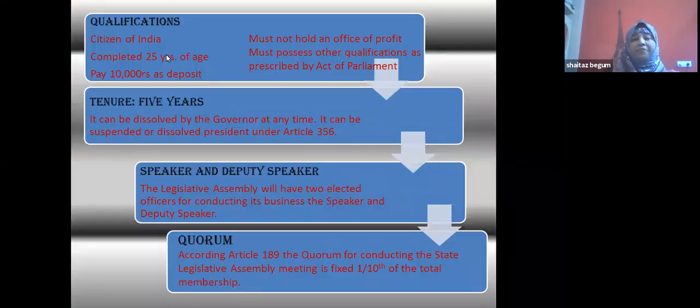Now let us see the qualifications to become an MLA, a member of the legislative assembly. He or she must be a citizen of India, must have completed 25 years of age, and should pay 10,000 rupees as deposit. To whom should the contesting candidate pay the deposit? To the Election Commission.